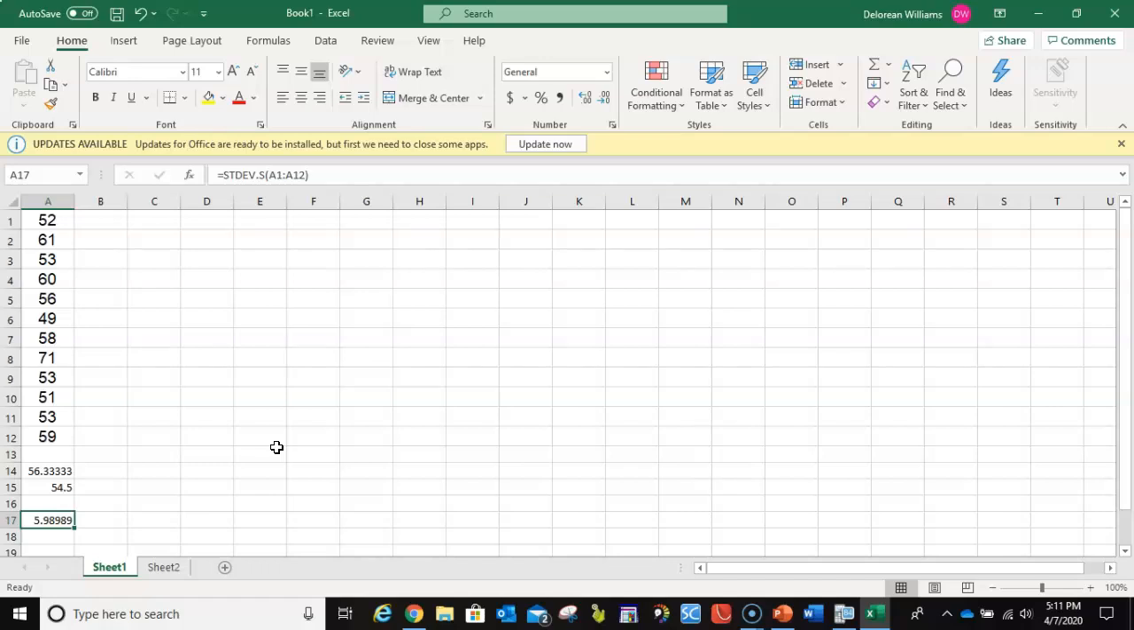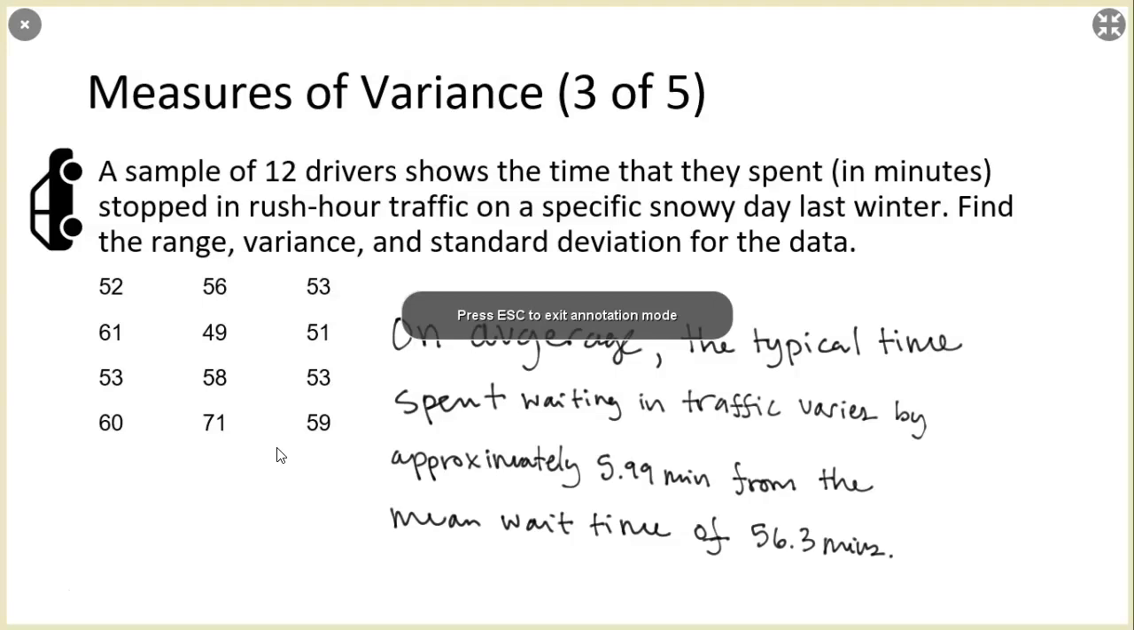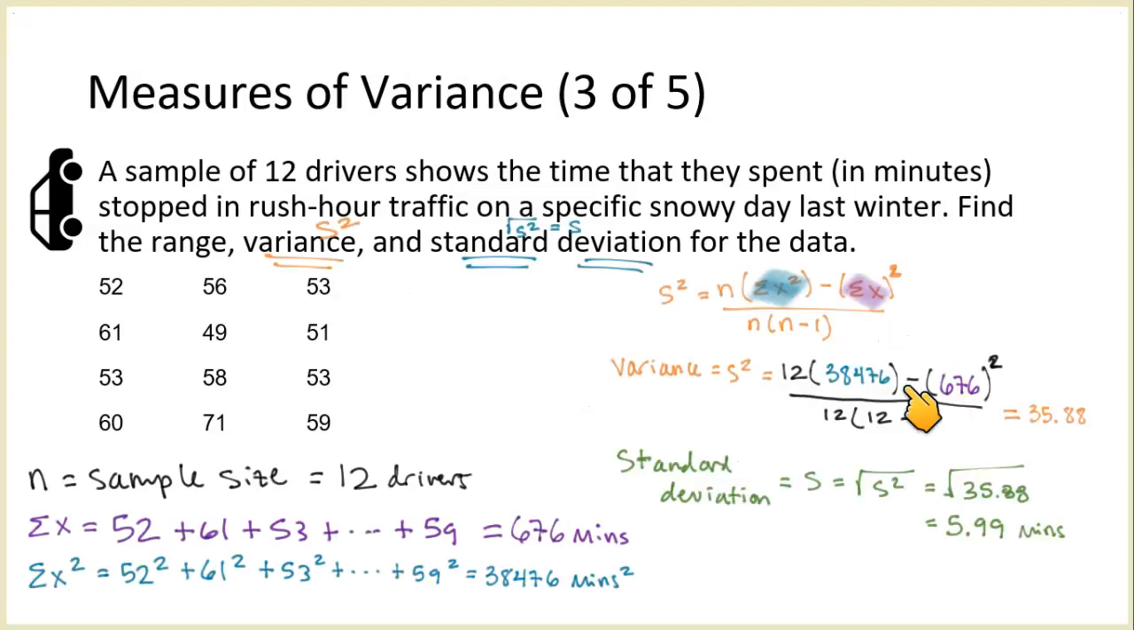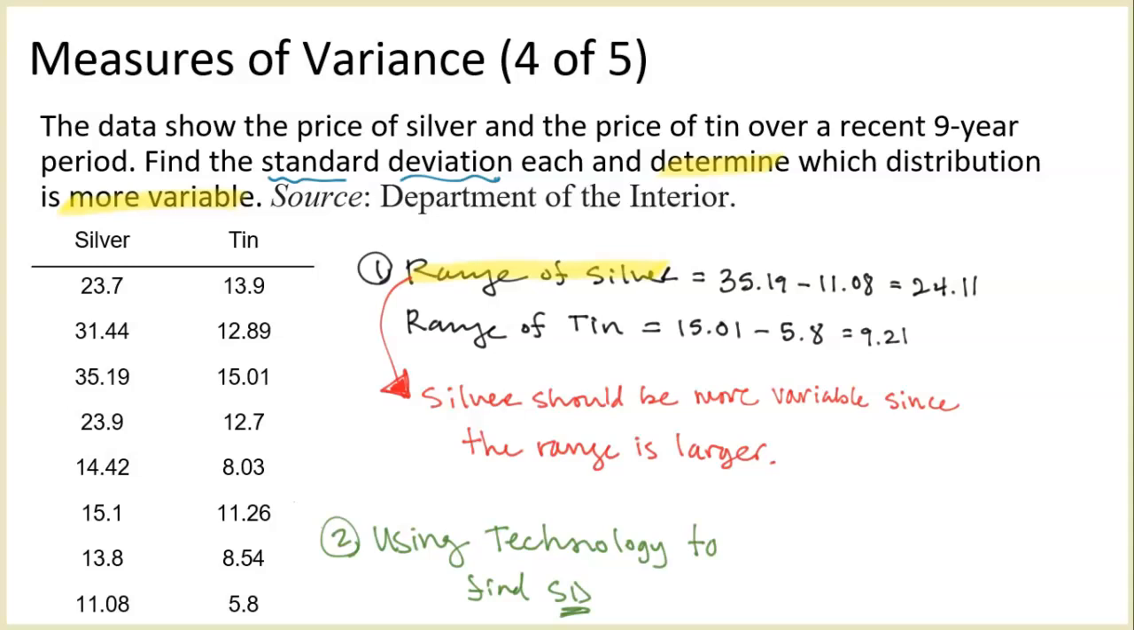So that hand calculation becomes far more manageable. Instead of doing this process, you can easily use Excel to confirm your work, or you can use the calculator to confirm your work. But the process of finding it by hand is not too terribly tedious because we're using the shortcut formula. Now, we'll go back.